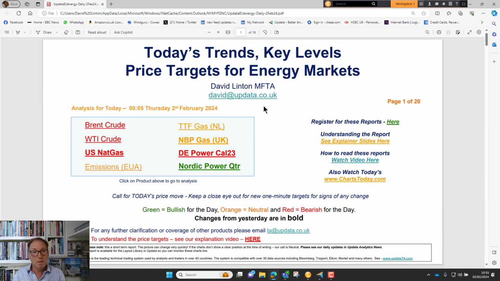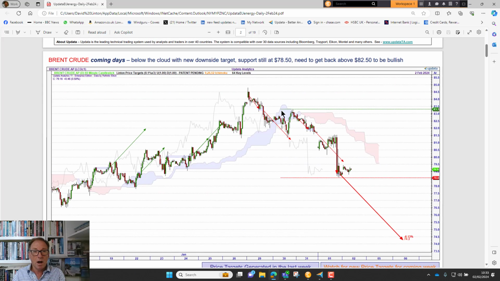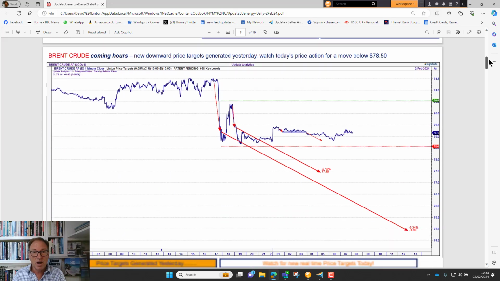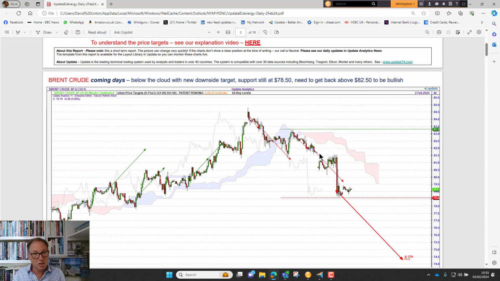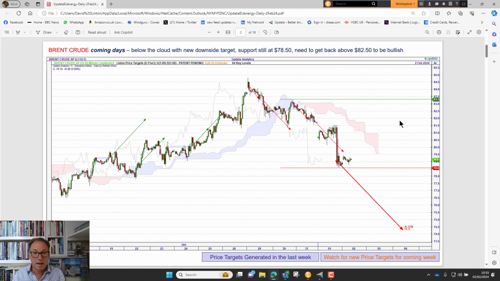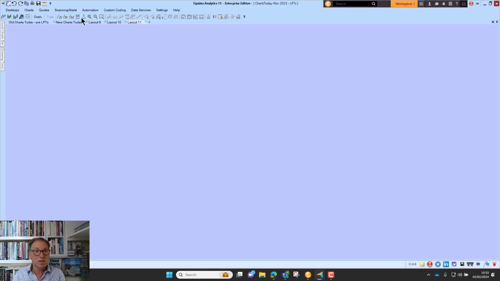But the key thing to remember is that I write these reports at 8:05 and the market is never static. I mean, if I could sit there and know what was going to happen in the next few minutes, of course, but I've just got the targets. And the idea is that it just sets you up for the day, what to look for. But of course, you can actually just do this in Updata yourself.